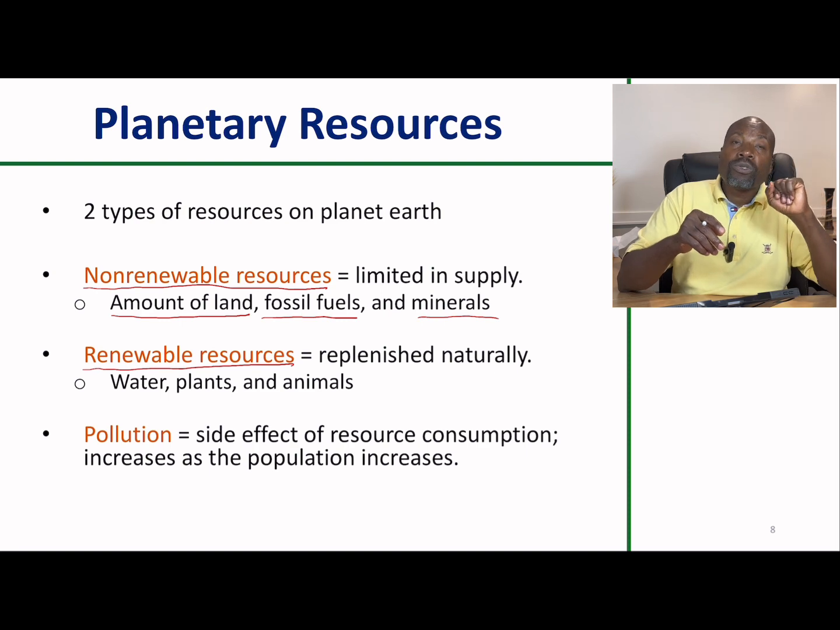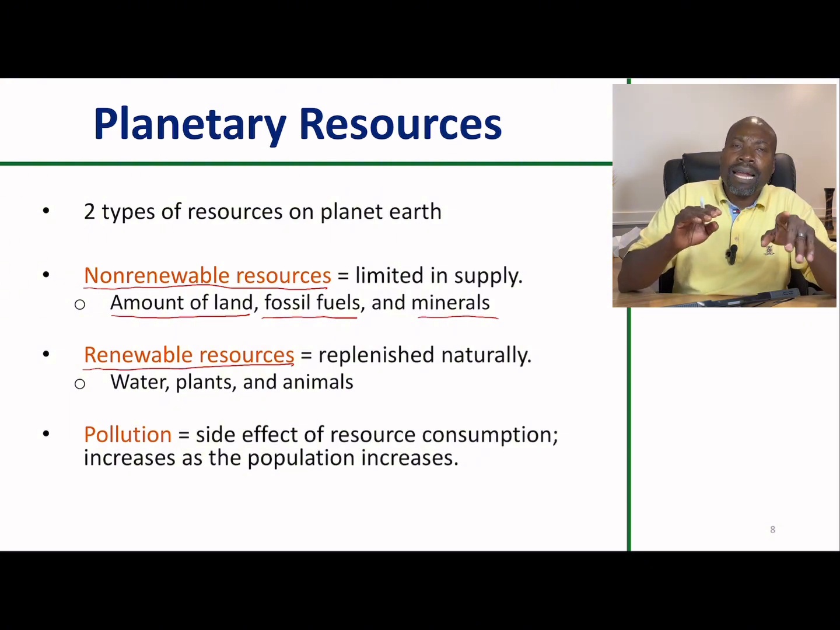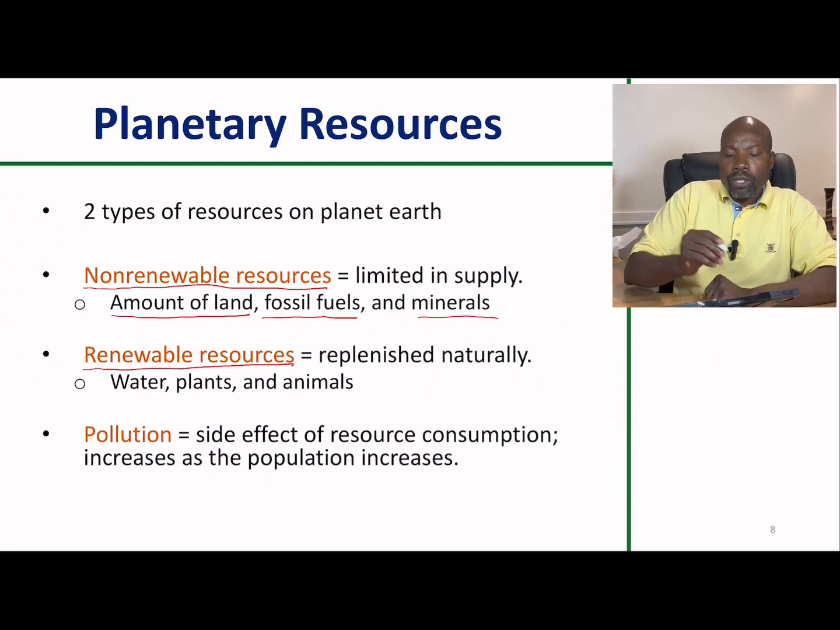But we are going to see that the rate at which we use water can cause us to think of water almost as a non-renewable resource, right? But I'm not going to stretch it that much to avoid any confusion here. So we have water as a renewable resource.